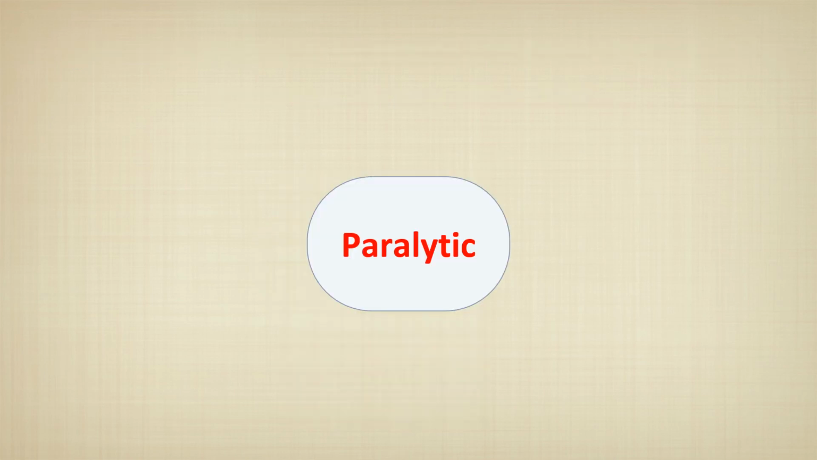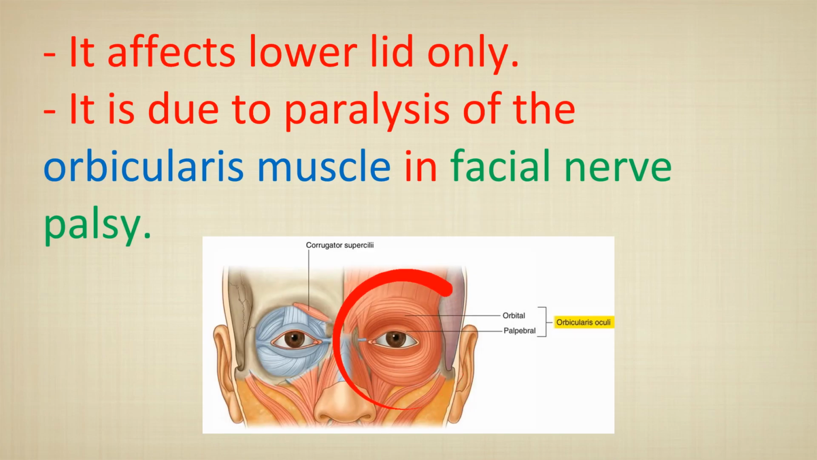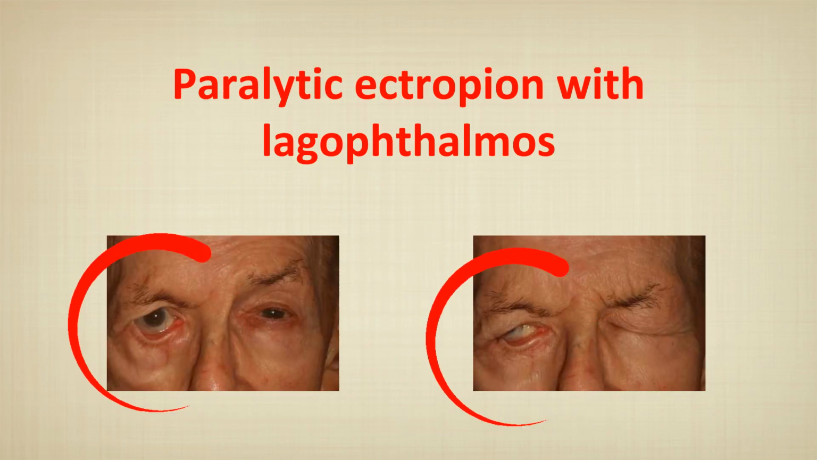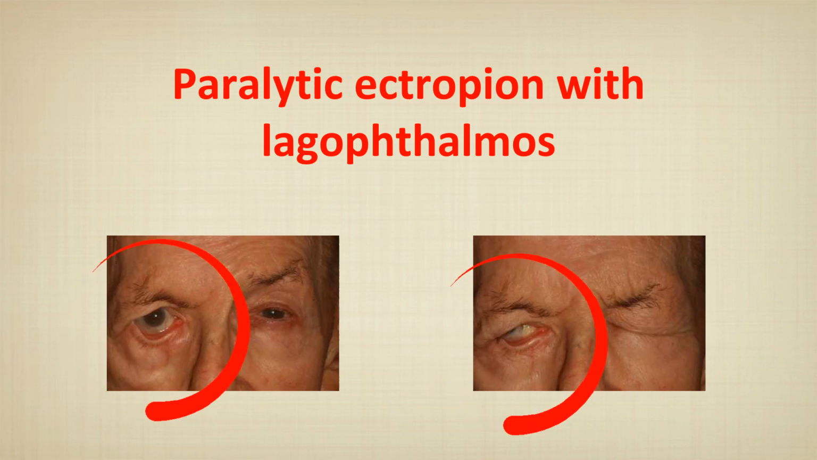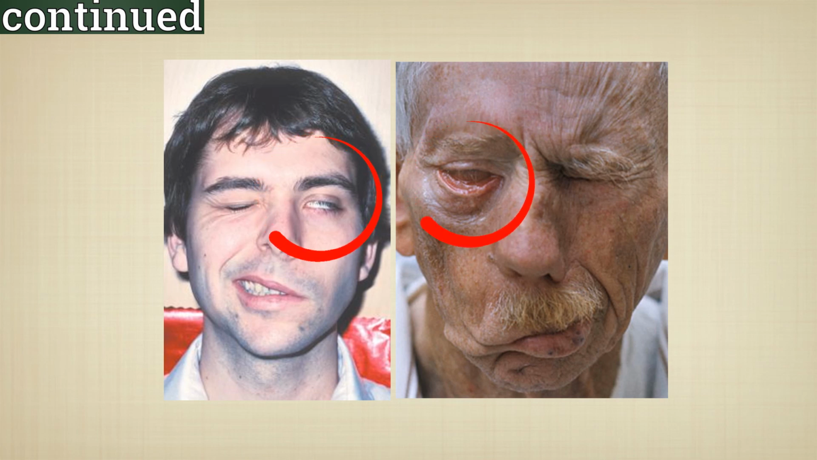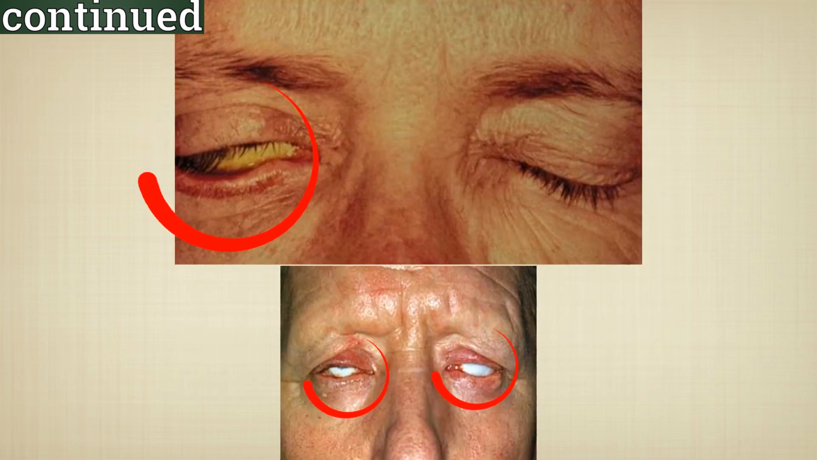As concerns the paralytic variety, it affects the lower eyelid only due to paralysis of the orbicularis oculi muscle as in facial nerve palsy. Paralytic ectropion with lagophthalmos. Paralytic left lower eyelid ectropion with lagophthalmos. Paralytic lower eyelid ectropion with lagophthalmos. Paralytic lower eyelid ectropion.